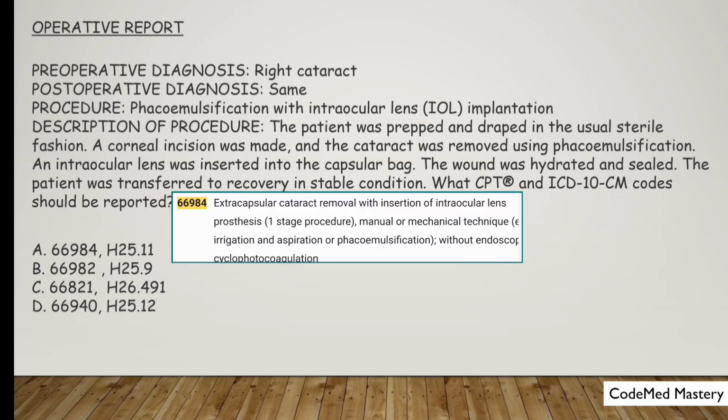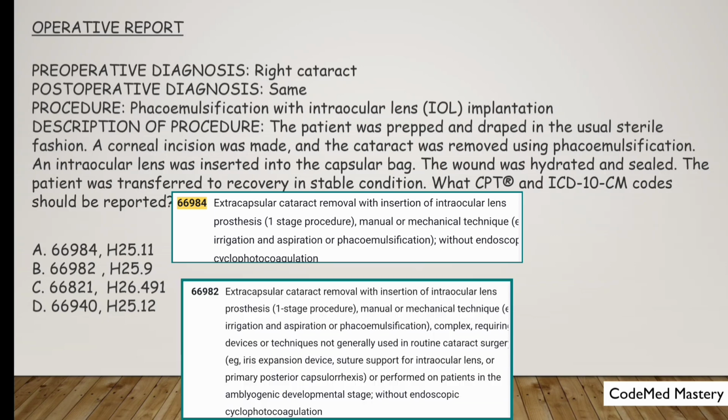66984 is for extracapsular cataract removal with insertion of intraocular lens prosthesis, one-stage procedure, manual or mechanical technique, without endoscopic cyclophotocoagulation. Check the code in option B, 66982. 66982 is for extracapsular cataract removal with insertion of intraocular lens prosthesis, manual or mechanical technique, complex, requiring devices or techniques not generally used in routine cataract surgery.